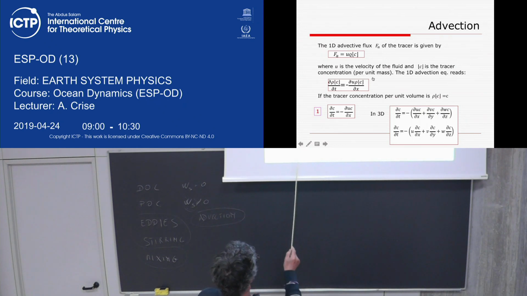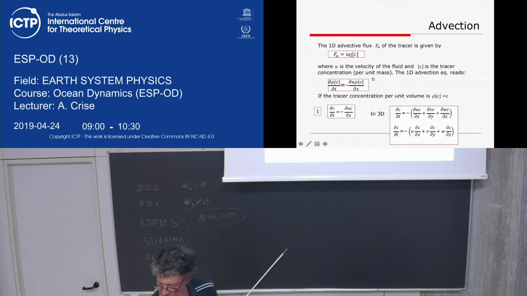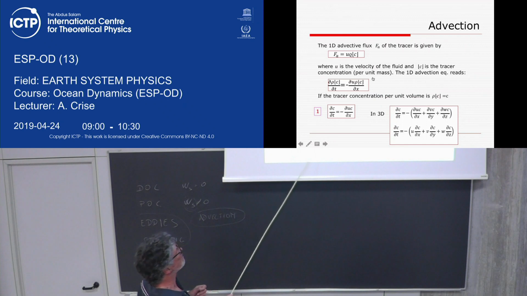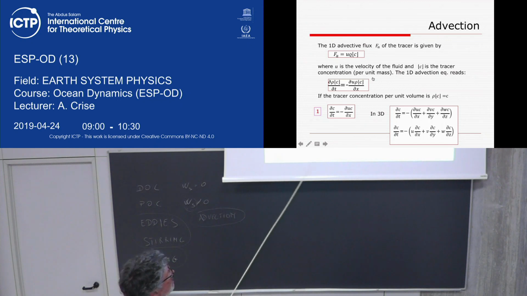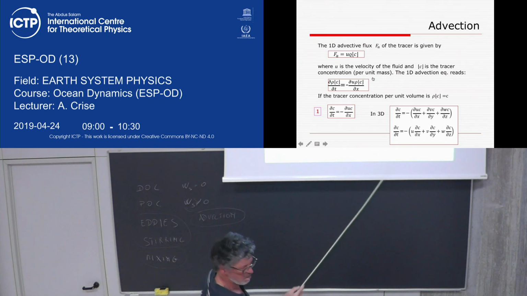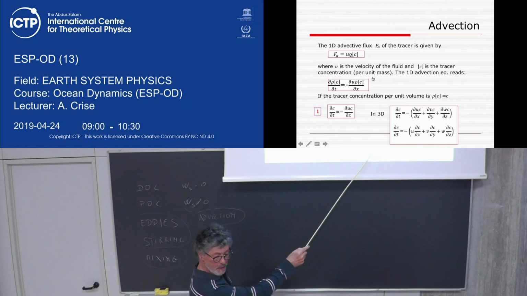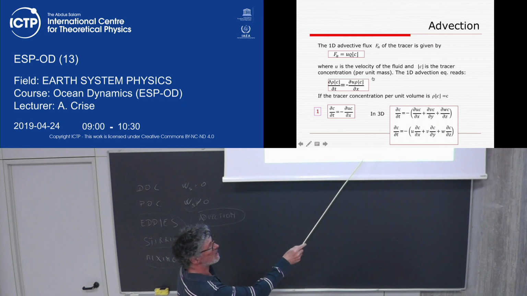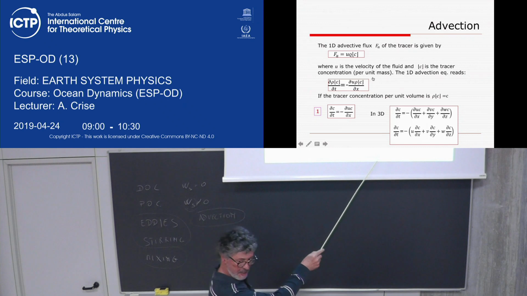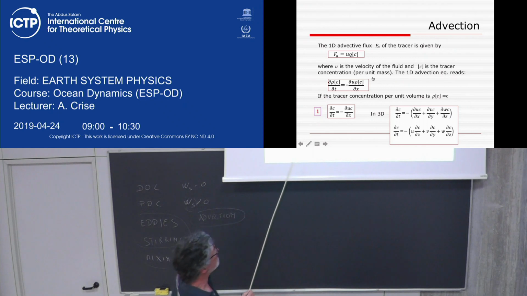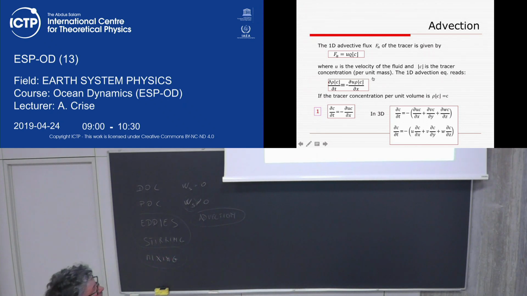So, just substituting the advective flux in the previous equation, we end up with this advection equation that rules how the concentration per volume changes, which, for the sake of simplicity, we call C. This is per unit mass, this is per volume. Multiplying density by concentration per unit mass, we obtain the concentration per volume. And this is the typical 1D equation for advection.